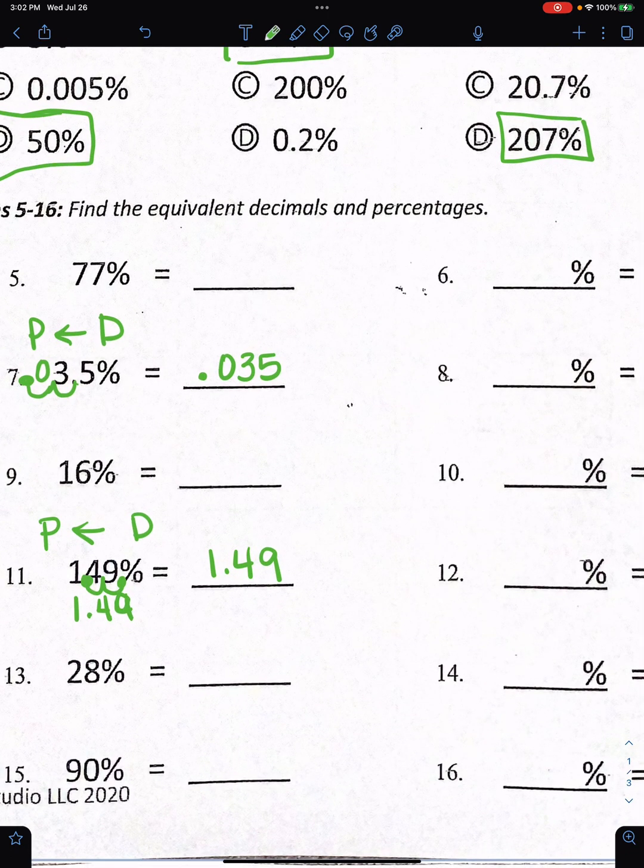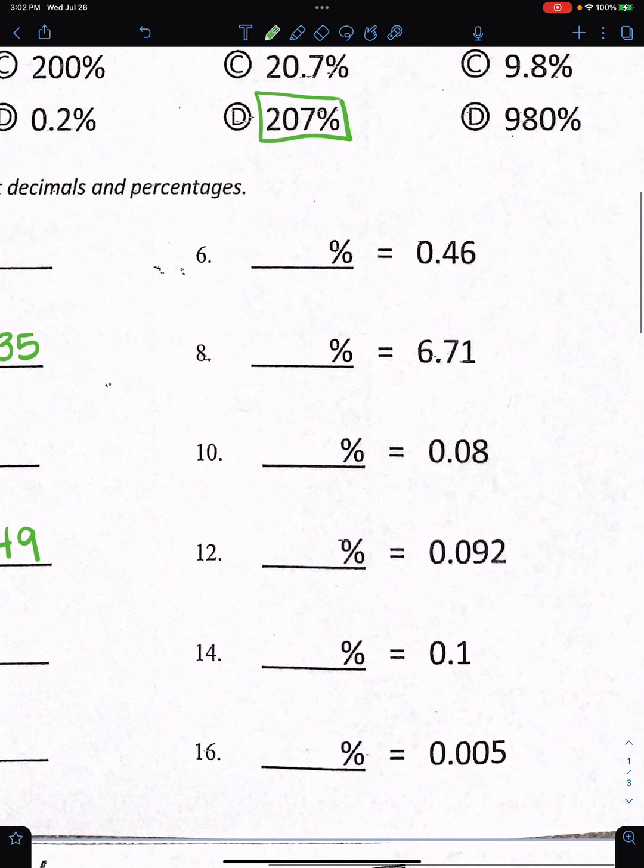The other one I expect you to have problems on is number 14. So this is decimal to percent. So it is alphabetically moving forward. So 1 space, 2 spaces. I put my decimal point there and there is no number. So I have to give it a 0, which means that this equals 10%.